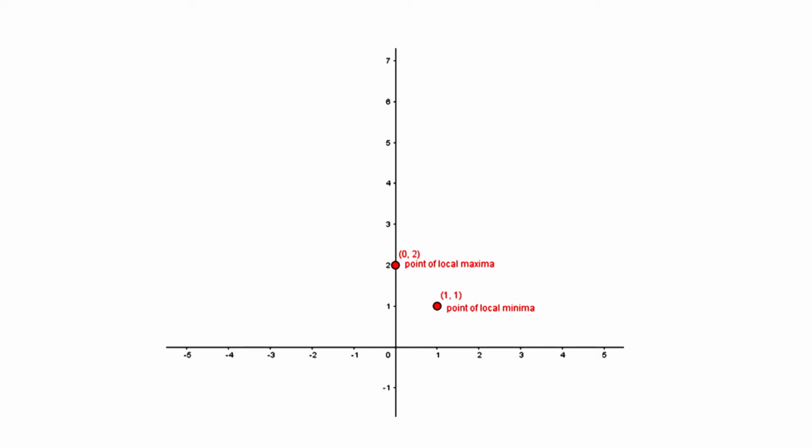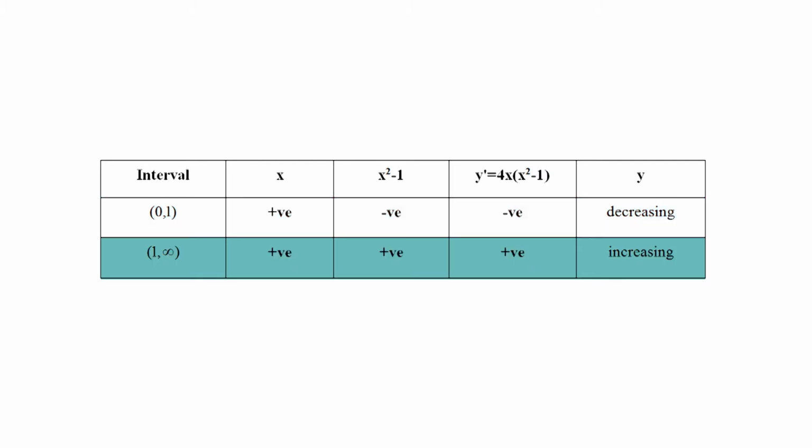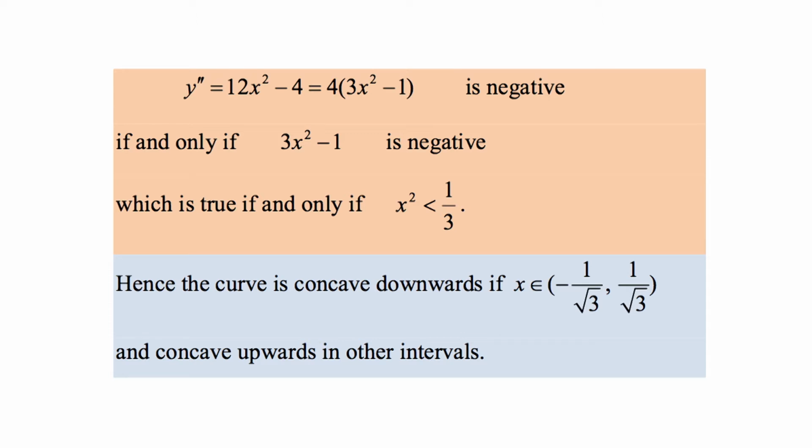We shall now analyze the rise and fall of the curve in the intervals 0 comma 1 and 1 comma infinity. In the interval 0 comma 1, x is positive, x square minus 1 is negative, and hence y dash is equal to 4x into x square minus 1 is negative. Thus, y is decreasing. In the interval 1 to infinity, x is positive, x square minus 1 is positive, so that y dash is equal to 4x into x square minus 1 is positive. Thus, y is increasing.